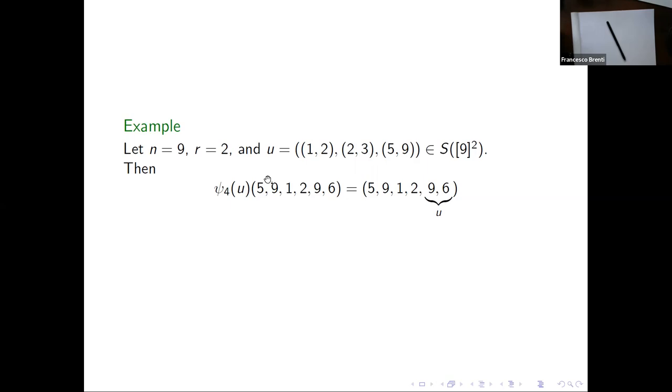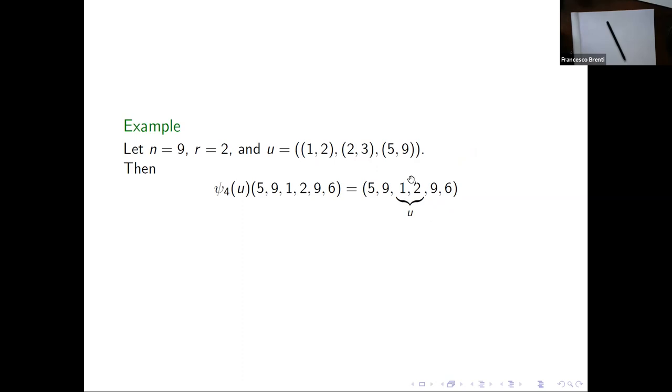So I take a point in there, say 591296. And I want to see what happens when I apply psi sub 4 of u. I have to apply u to the last two coordinates, which are 96. 96 is a fixed point, so nothing happens. 96 remains here, and u moves to the left. Now I apply u to 29. 29 is a fixed point, nothing happens. So 29 remains there, and I shift u to the left.